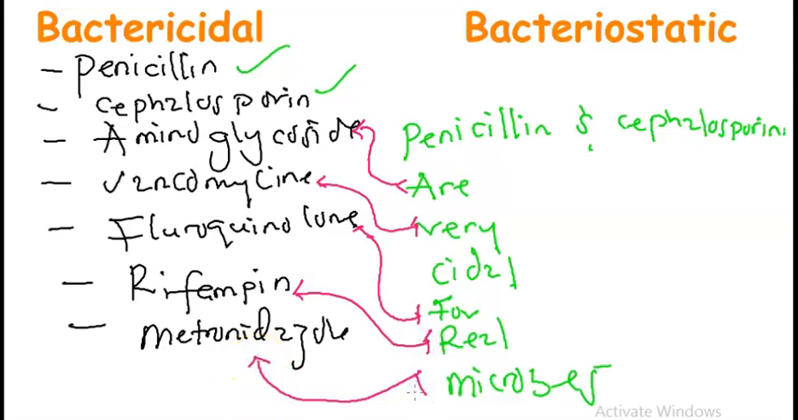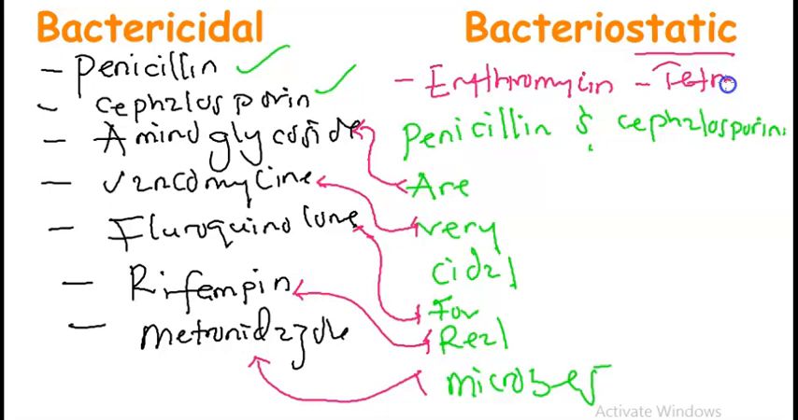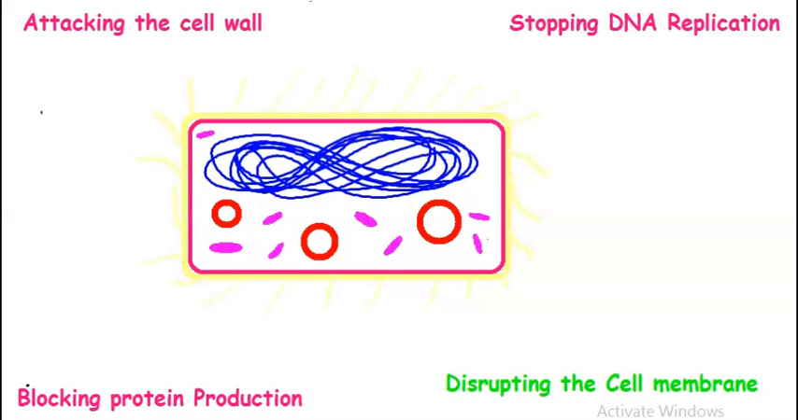So what about examples of drugs that are bacteriostatic, that stop the growth of bacteria? We have drugs like erythromycin and tetracycline, etc. This is the most interesting part. Now let's look at the way these antibiotics work. We have the key mechanisms of the antibiotic: attacking the cell wall, blocking the protein production, stopping the DNA replication, and last but not least, disrupting the cell membrane.